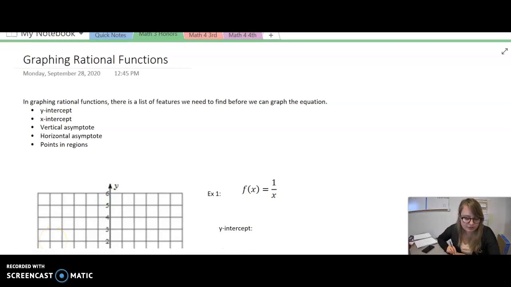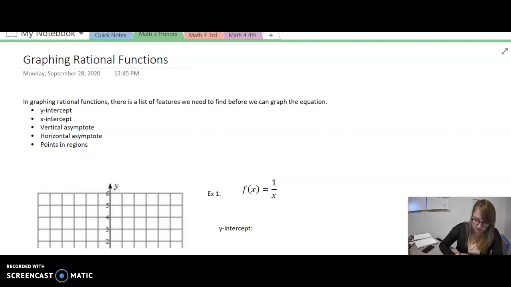Alright, hi guys, we're going to start talking about graphing rational functions. There's a few things that we need to find before we actually graph the rational function. We need to find the y-intercept, the x-intercept, the vertical asymptote, the horizontal asymptote, and points in the region. And we'll talk about each of those as we do the examples.